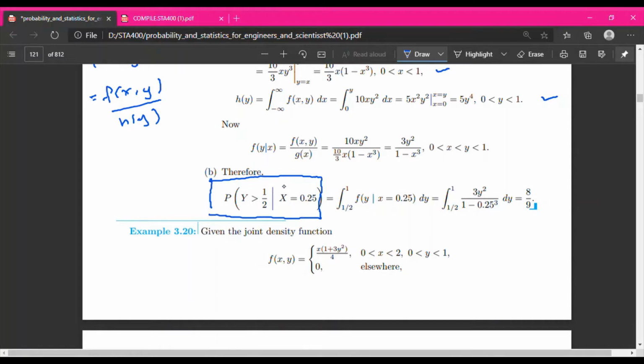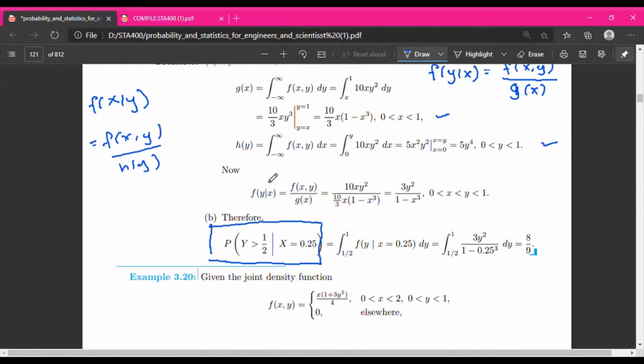Okay, so in order to find this problem, we need to find the conditional density function first. So because of that, tadi kita kena cari dulu this function, nak solve untuk probability. Y given x. Okay, so we have this function. So nak cari probability of y more than half given x equal to 0.25.